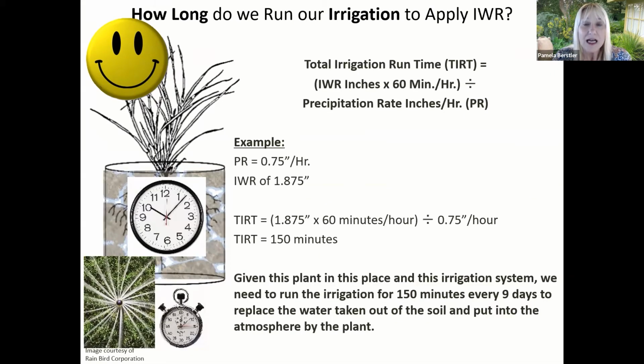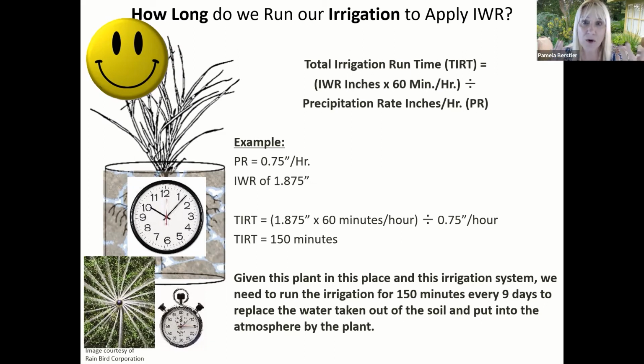Okay. So now that we understand how to calculate our precipitation rate, we're going to come back to total irrigation run time, because in order to calculate our total irrigation run time in minutes, we needed to know how quickly the water was being applied to the landscape by this irrigation system. So total irrigation run time is essentially taking the irrigation water requirement in inches, that's how much water we need to get on that landscape, and dividing it by the precipitation rate, so how quickly that irrigation system is applying it.